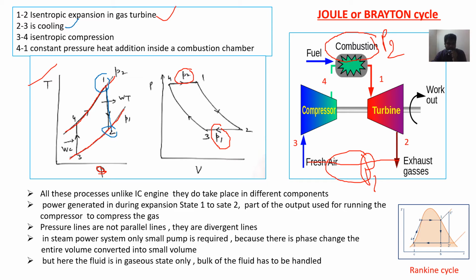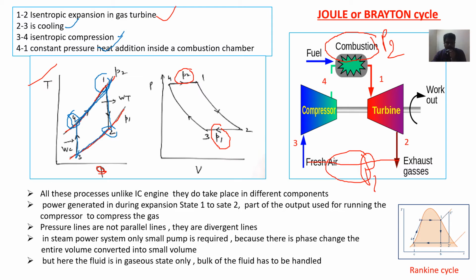2 to 3 is the constant pressure process. 3 to 4 is isentropic compression. Again, since it is isentropic, it is a constant vertical line, 3 to 4. 4 to 1 is again a constant pressure line, P2. So this is the TS diagram regarding the Joule or Brayton cycle.